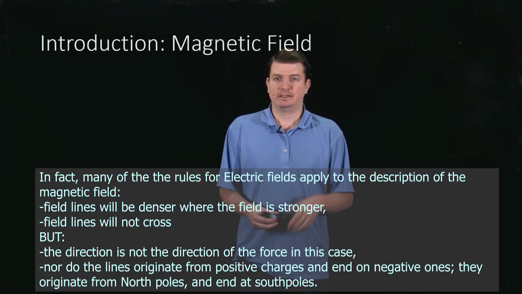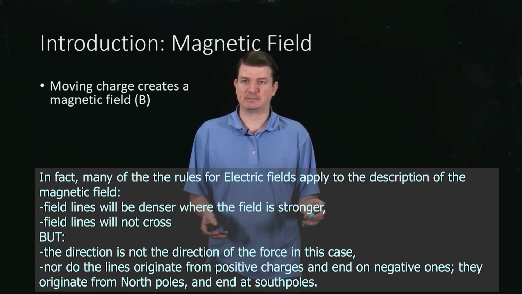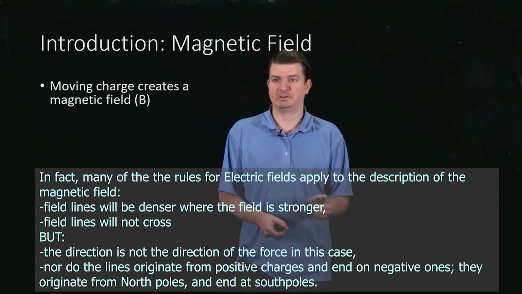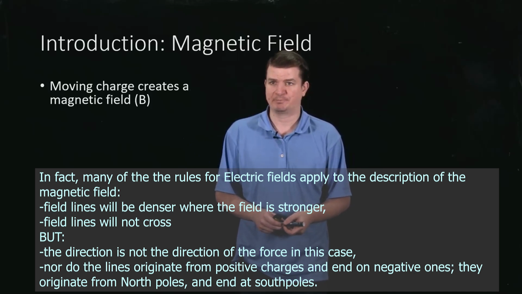In previous videos, we've seen that a stationary charge gives rise to an electric field. We've learned how to describe it, etc. In this video, we're focusing on the magnetic field. And the magnetic field is closely related. It is actually created by a moving charge. Whenever you've got some charge which is moving around, of course it's creating an electric field, but it is also creating a magnetic field now that it's moving.